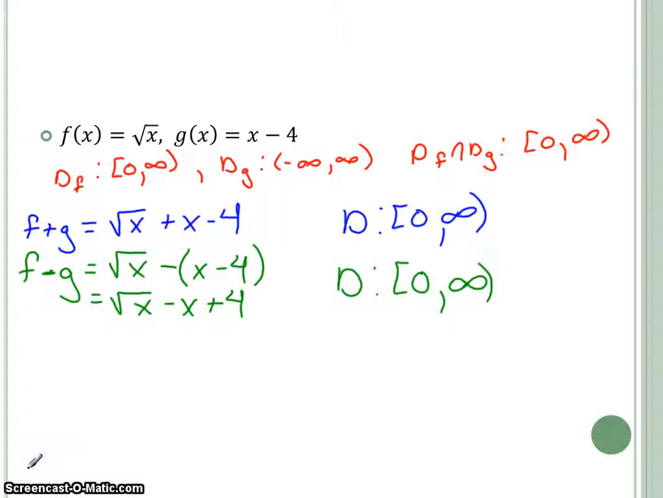All right, so then we want f times g. So we're going to take our square root of x and multiply it by x minus 4. How can we multiply that? Does the square cancel out? It doesn't quite cancel. Sometimes I know variables can mess with our heads a little bit.